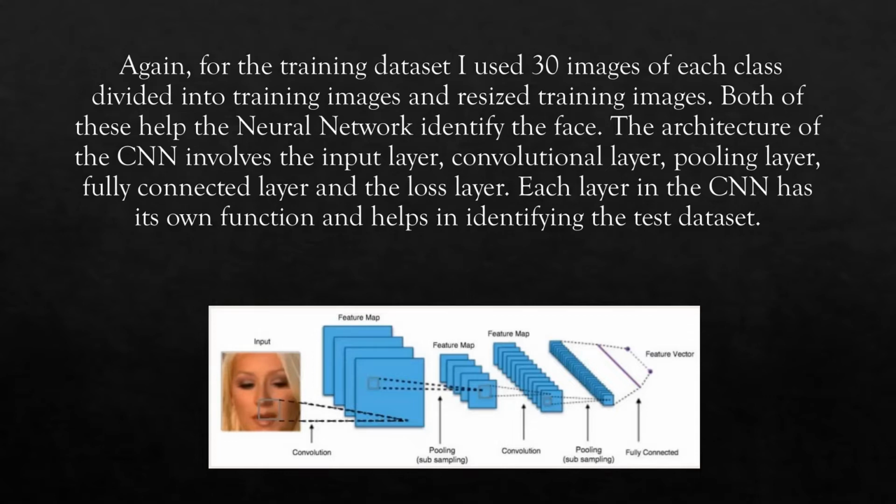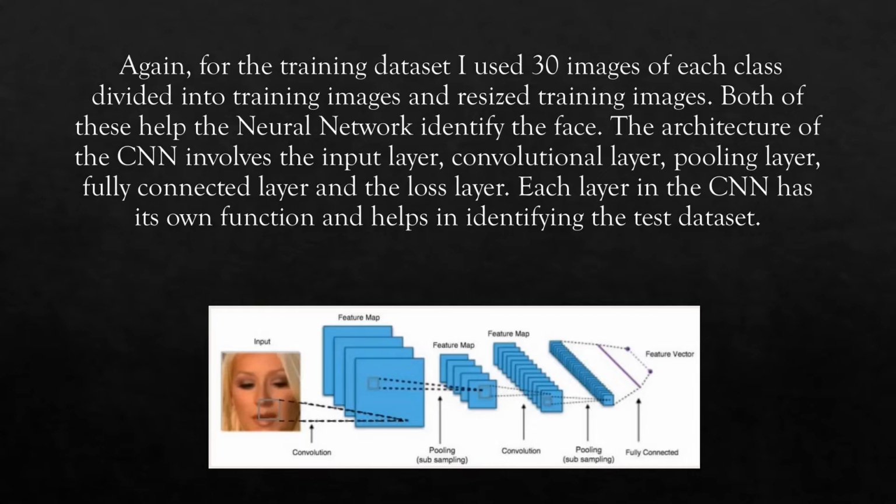The architecture of the CNN, the convolutional neural network, involves the input layer, convolutional layer, pooling layer, fully connected layer, and the loss layer. The input layer receives the input image in a certain format and feeds it to the next layer, which is the convolutional layer. The convolutional layer is what actually performs the convolutional operations through a set of mathematical operations. The outputs of these layers are fed to the pooling layer.